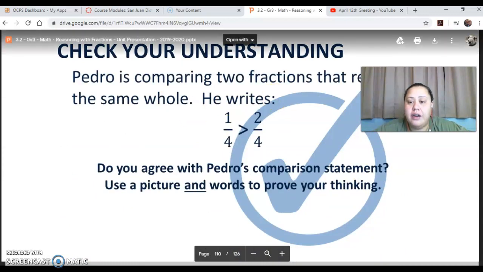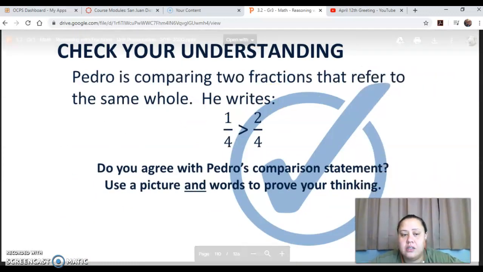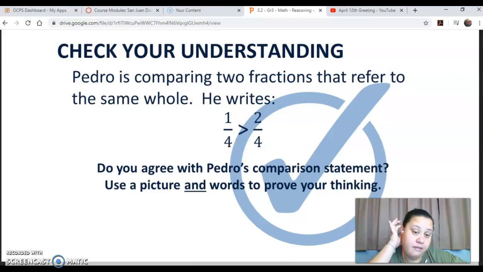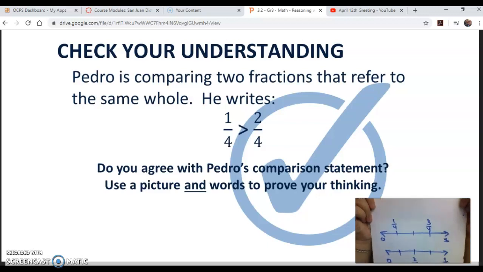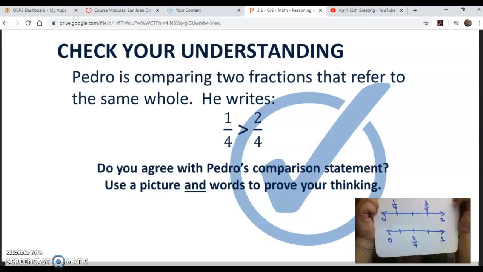So Pedro here is comparing 2 fractions that refer to the same whole. He writes 1/4 is greater than 2/4. Do you agree with Pedro's comparison statement? Yes or no? Well, while you're talking to the screen right now, I actually drew a number line here. And here are Pedro's 2 numbers.